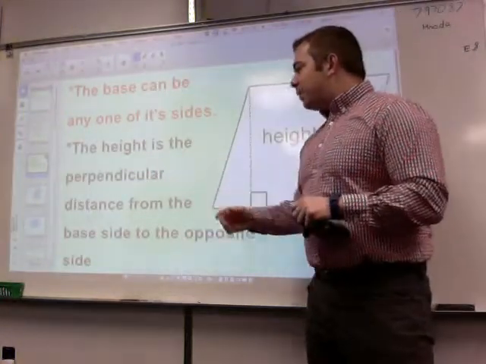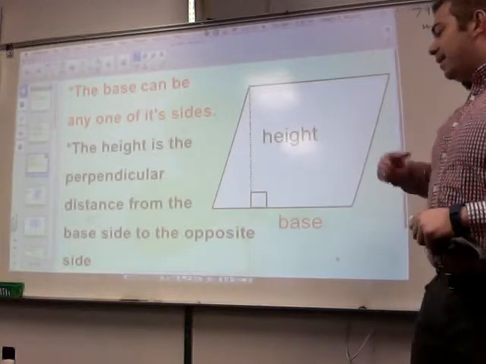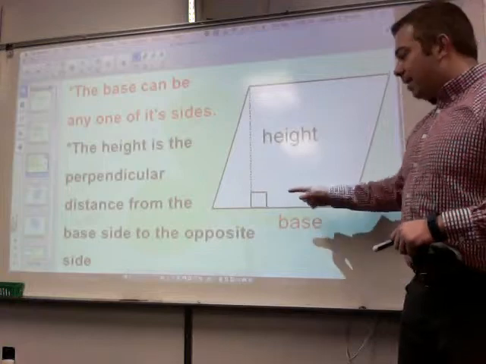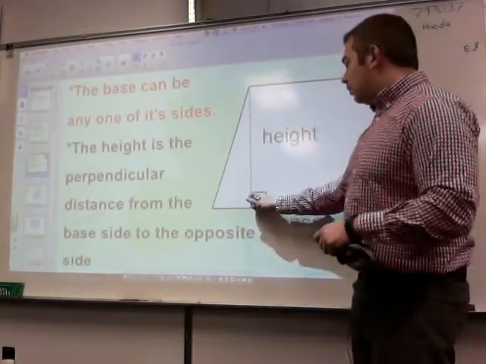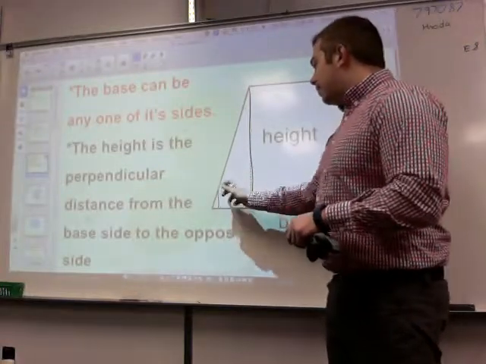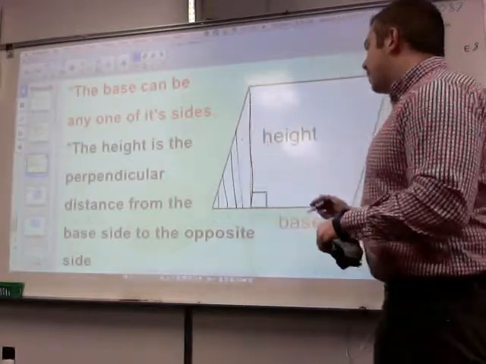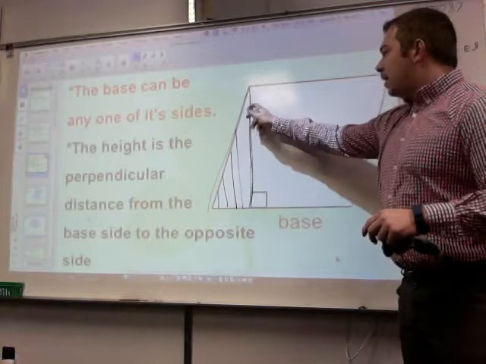The height is perpendicular, meaning intersecting, distance from the base side to the opposite side. All right, so here's my base side. My height starts there and goes to the opposite side. So this whole line right here is my height. This is not my height. That's not my height. That's not my height. And this is certainly not my height. But here's my height.